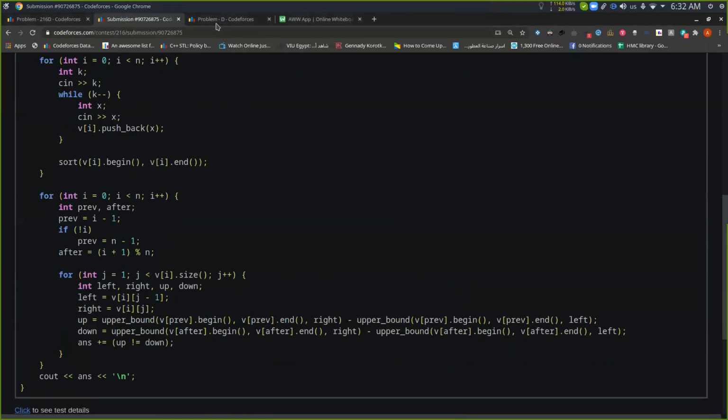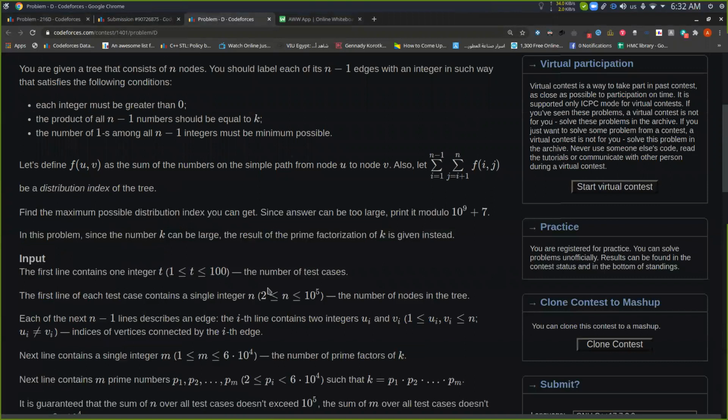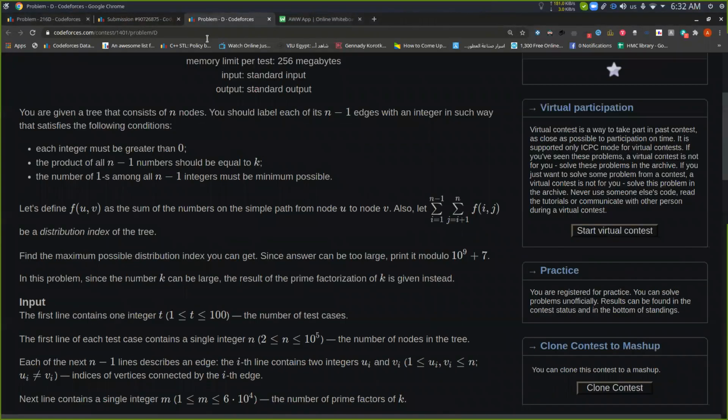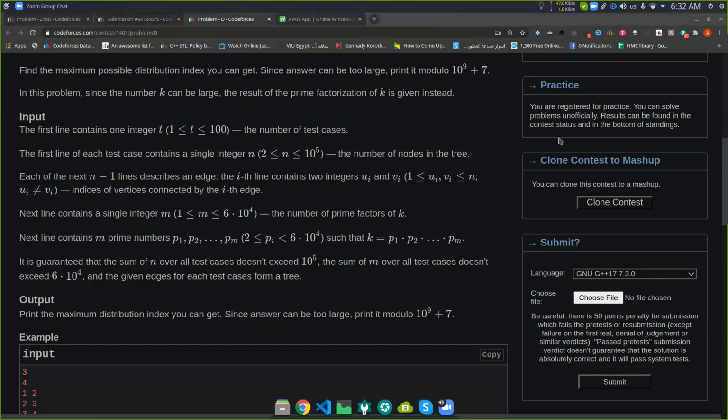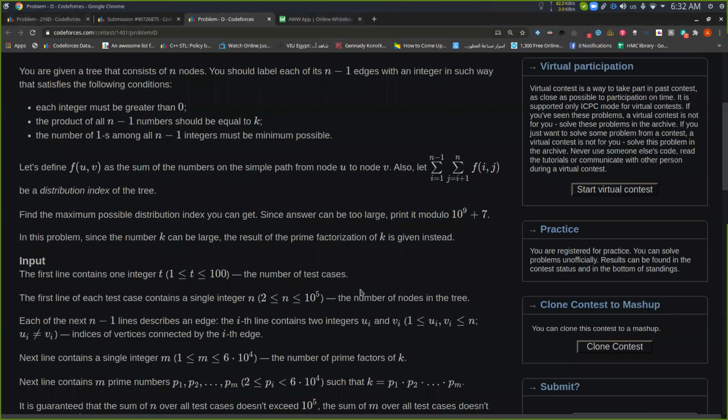Let's jump to the next problem. I sent the link in the chat. Read this problem carefully, because it has a lot of small details. Take your time.